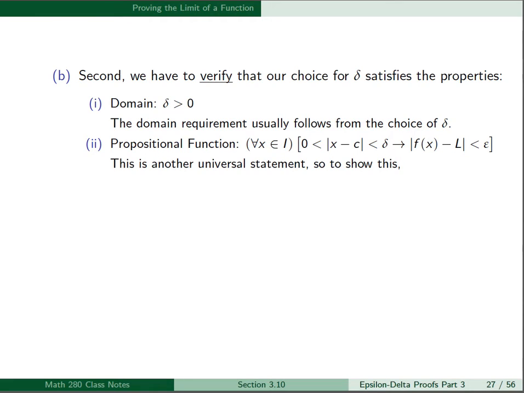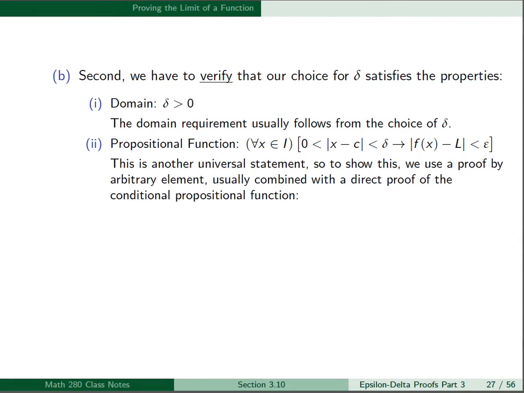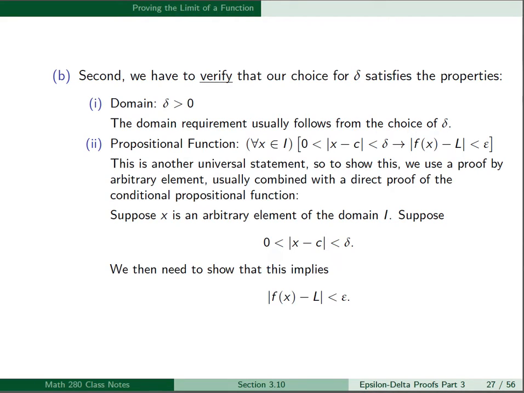This is another universal statement, so to show this, we use a proof by arbitrary element, usually combined with a direct proof of the conditional propositional function. So we'll suppose x is an arbitrary element of the domain I. We'll suppose the hypothesis, 0 less than the absolute value of x minus c is less than delta. And we then need to show that this implies the conclusion, the absolute value of f of x minus L is less than epsilon.